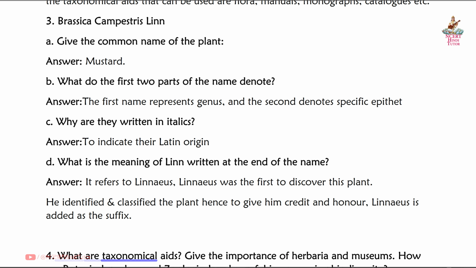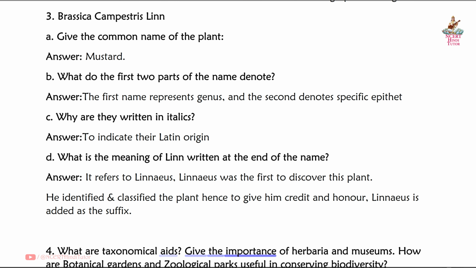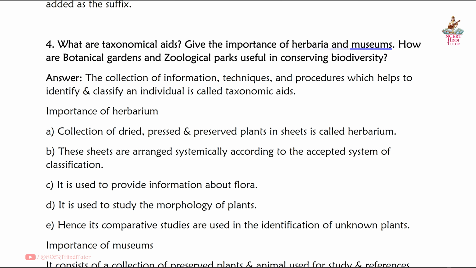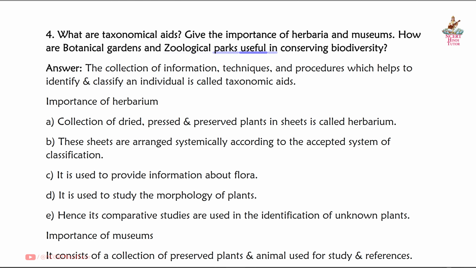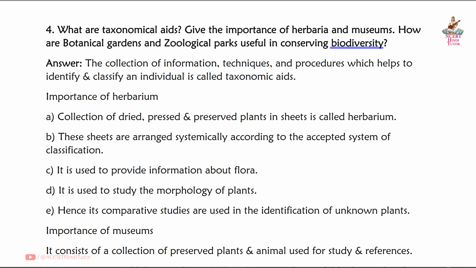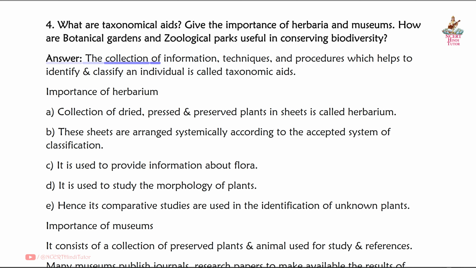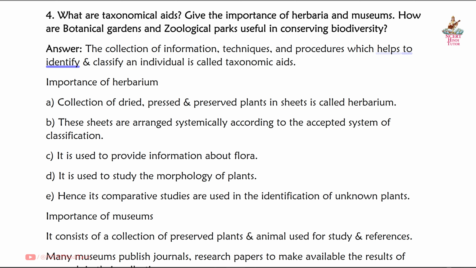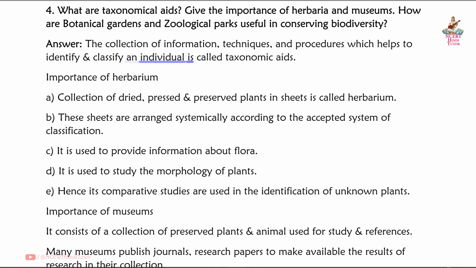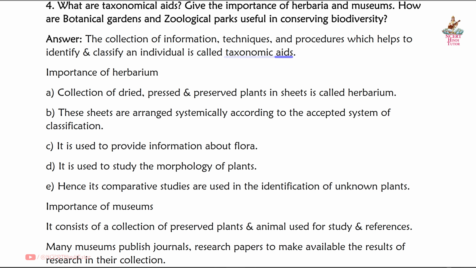4. What are taxonomical aids? Give the importance of herbaria and museums. How are botanical gardens and zoological parks useful in conserving biodiversity? Answer: the collection of information, techniques, and procedures which helps to identify and classify an individual is called taxonomic aids.